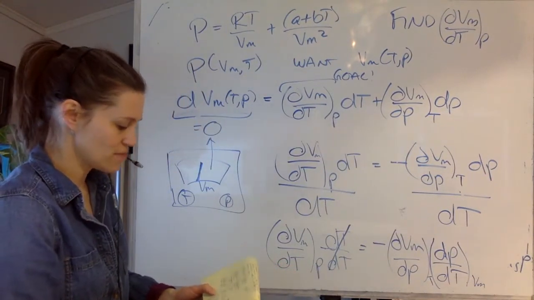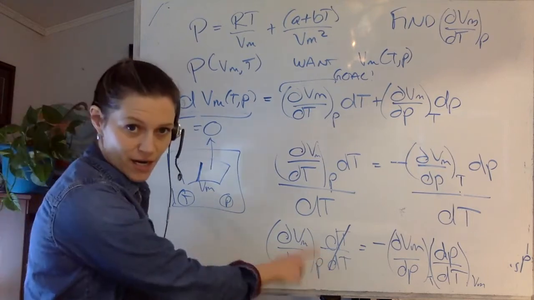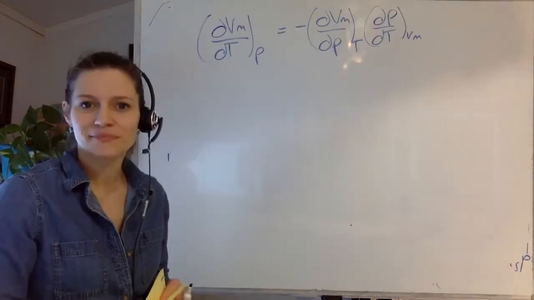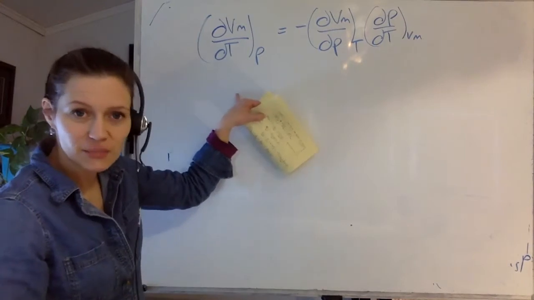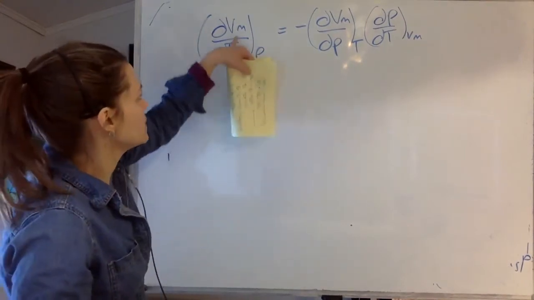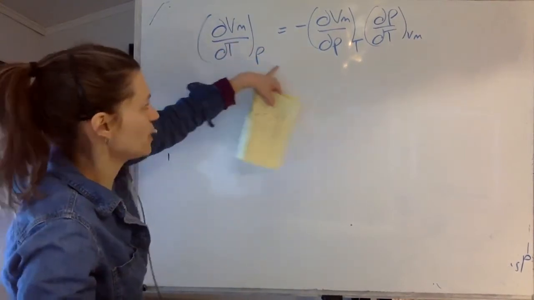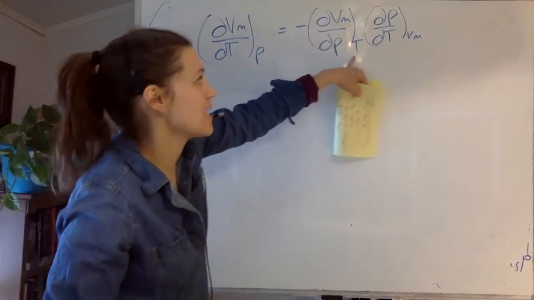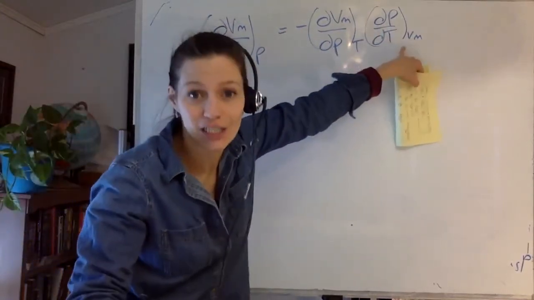Well, that's pretty awesome. So I'm going to pause there, and now I'm going to erase. Okay, so this is what I have now. It's a simplified version. So I've got partial V partial T at constant P is equal to negative partial V partial P at constant T, partial P partial T at constant V.